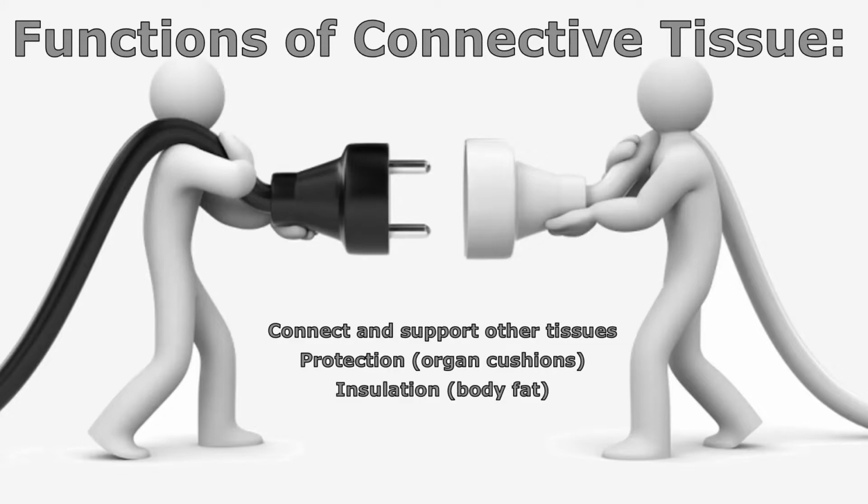Insulation like body fat, also used for, of course, energy storage. The blood is used for transporting products through the body. And bone, of course, is for support, protection, and storing minerals. So again, lots of things can fall under the umbrella of connective tissue, both structurally and functionally.